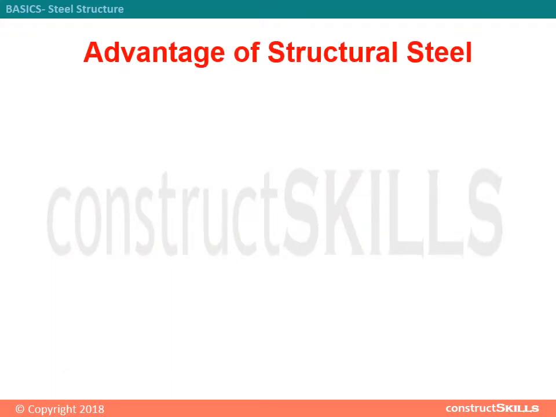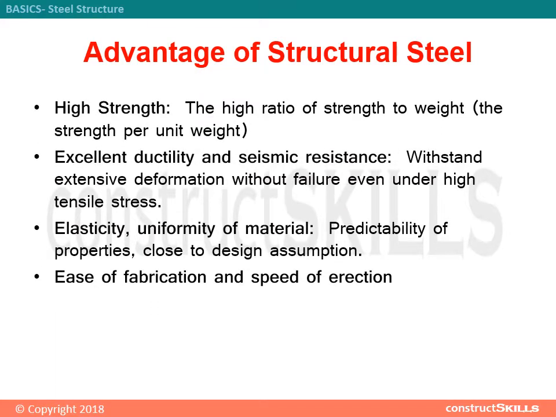Advantages of structural steel. First is high strength. The high ratio of strength to weight, or the strength per unit weight. Second is excellent ductility and seismic resistance. It can withstand extensive deformation without failure even under high tensile stress. Third is elasticity, uniformity of material. Predictability of properties, close to design assumption. And last one is ease of fabrication and speed of erection.